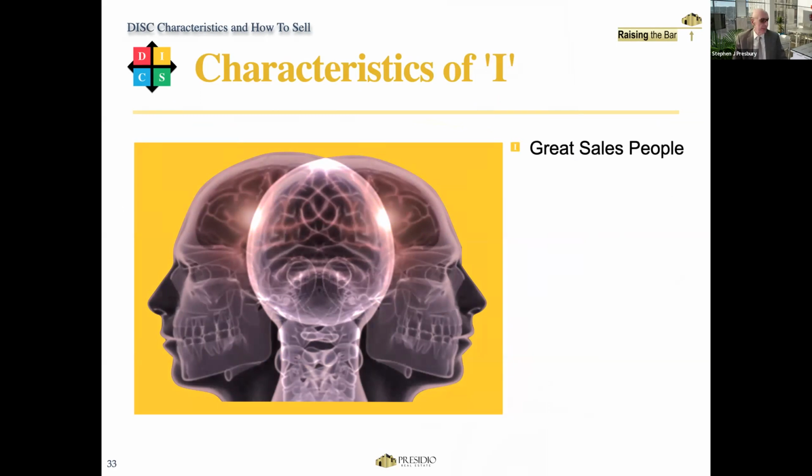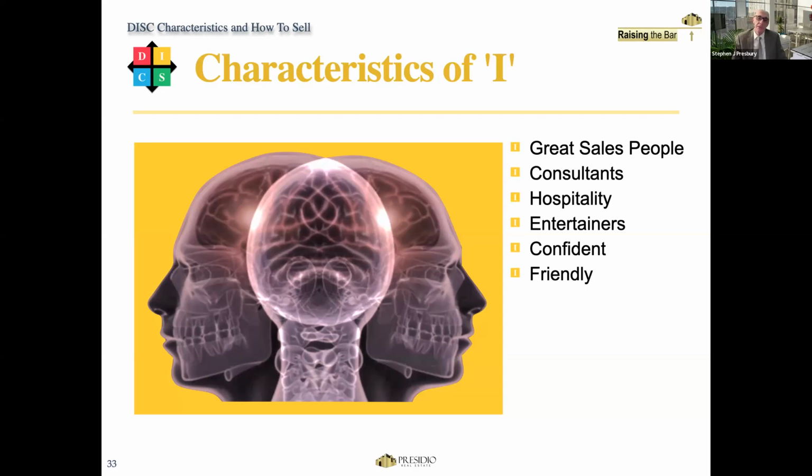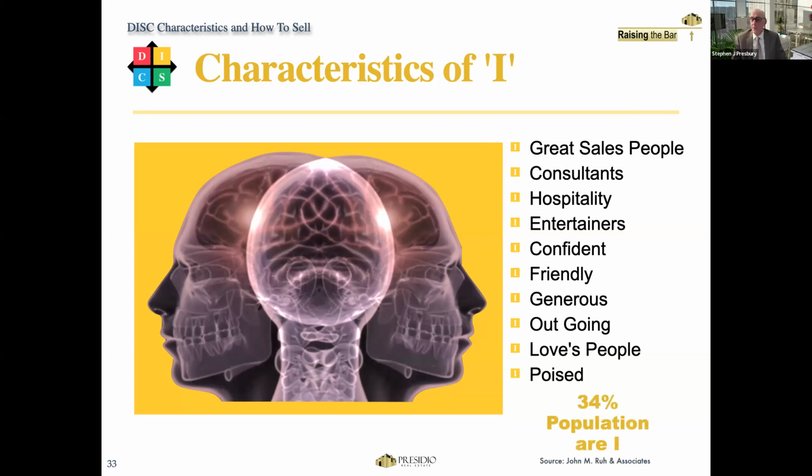You know, these are great salespeople, and we all need to have some I in us, because these people connect with people very quickly and people love them. Usually these people are in hospitality, they're entertainers, they're consultants, they're confident folk, very friendly, generous, outgoing, and they love people. Quite poised. About 34%, about a third of the population, are I's.